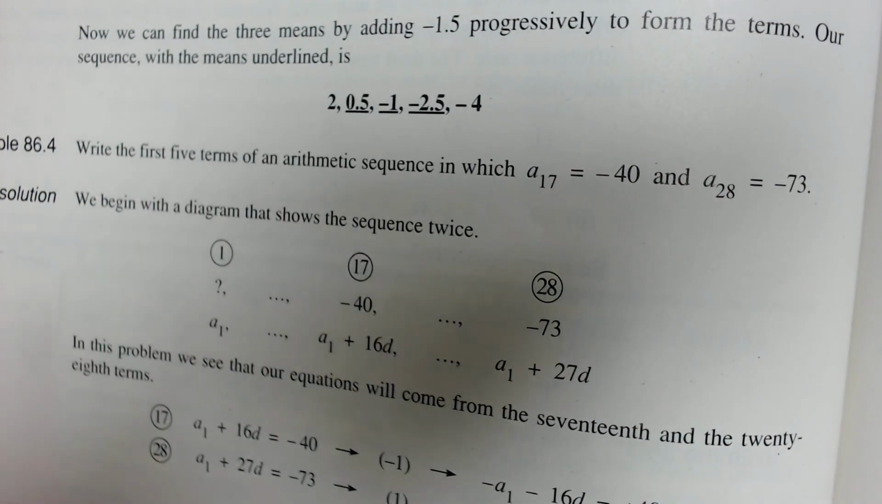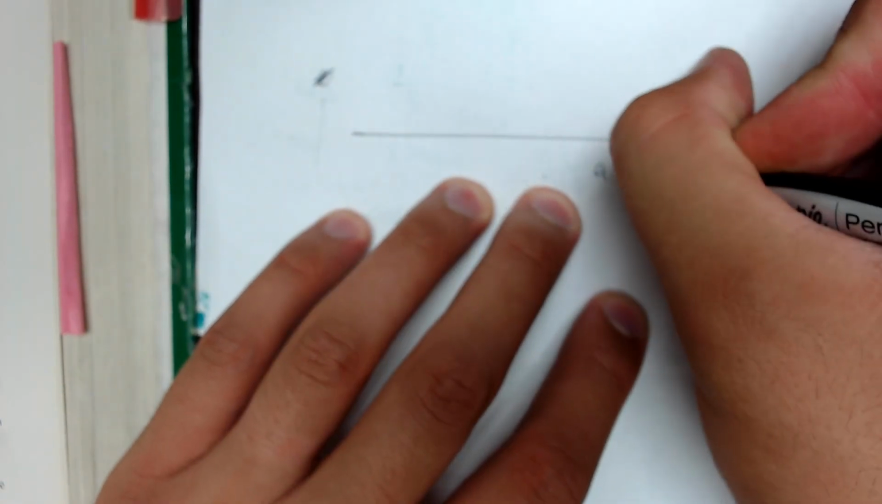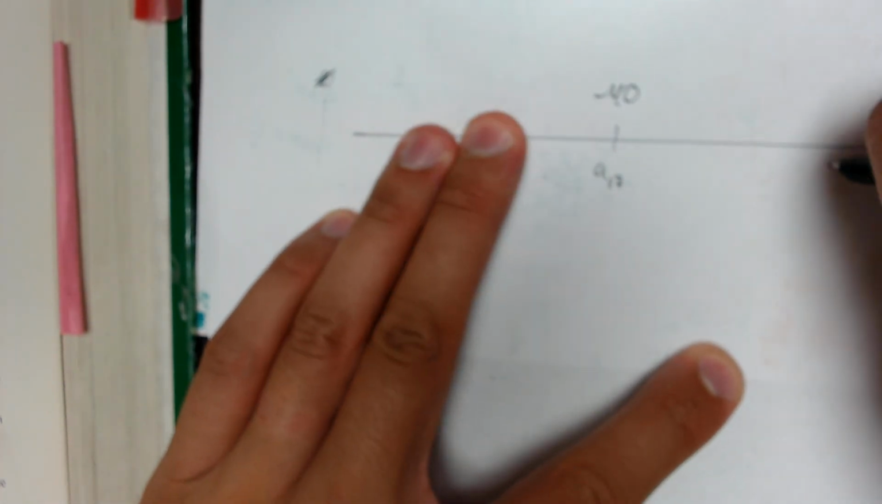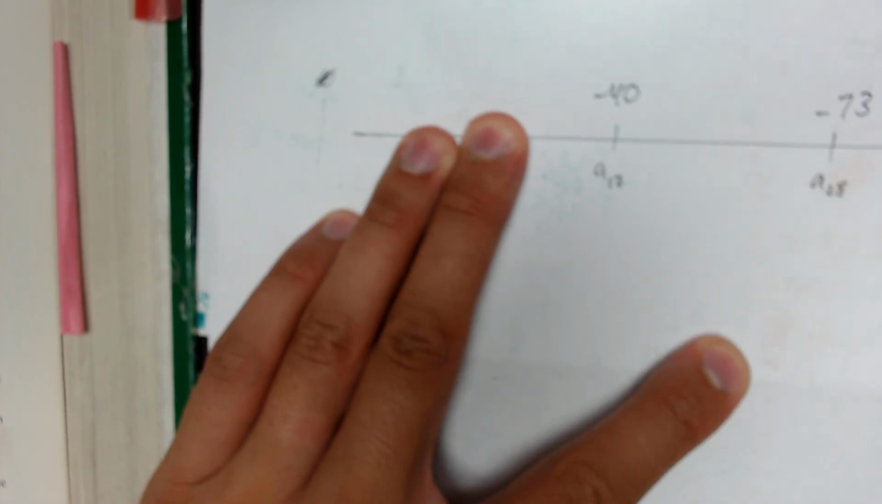Wow, right? Okay, so what can help us understand this is if we draw a number line diagram. I don't even want to put 0 on this number line because I don't know where it's going to go. So let's say they're saying that A17, arithmetic number 17, is negative 40. And then they're saying that arithmetic number A28 is negative 73.